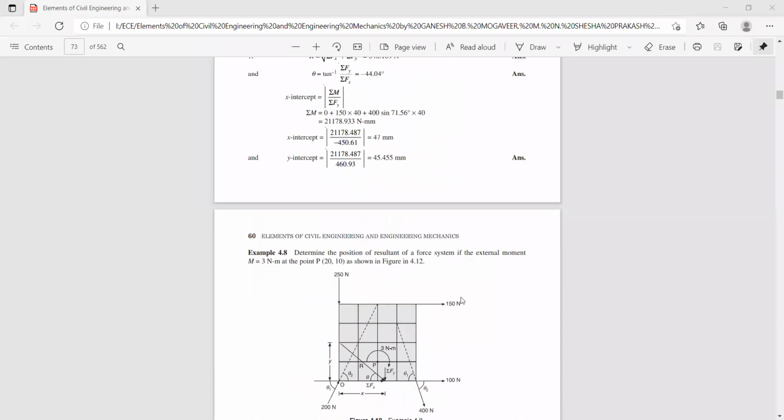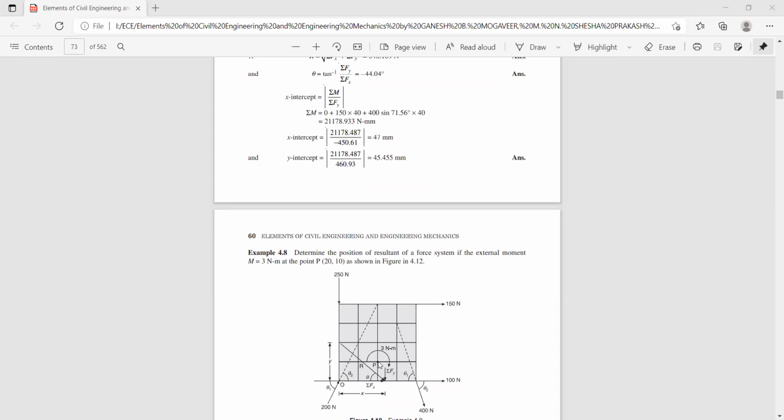So now next you have one more problem of a similar kind. Determine the position of the resultant of a force system if the external moment M, that is 3 Newton meter, at the point P, that is (20, 10), as shown in the figure. That means it is also a square plate and each side is 10 units, or 10 millimeters or whatever it may be, 10 centimeters. So this is a square plate and each unit is either 1 by 1 or whatever it may be. Here he has given the coordinate, that is 20 and 10.